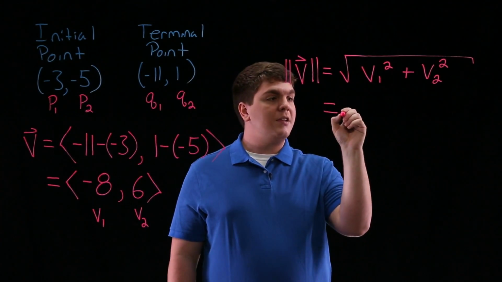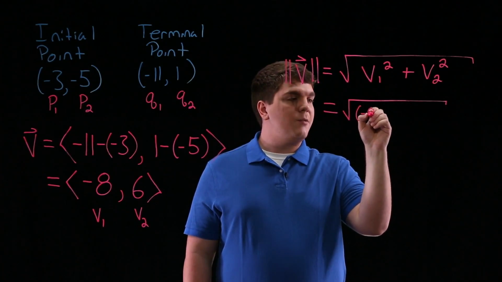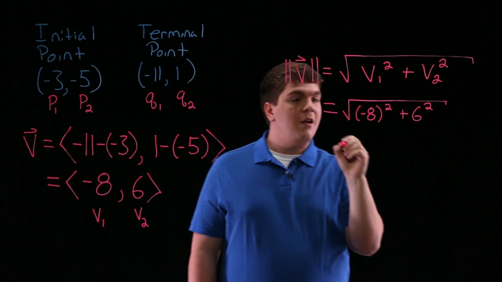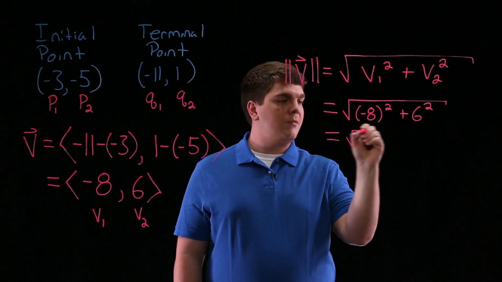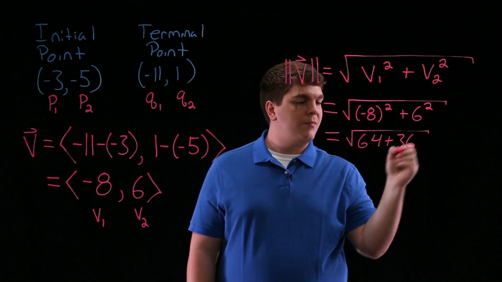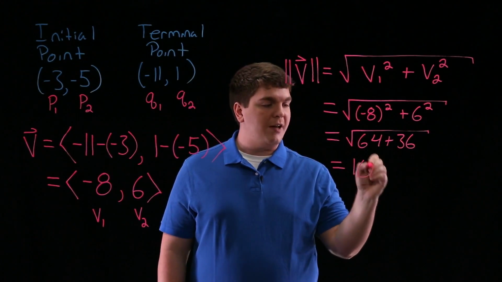So the magnitude is equal to the square root of -8 squared plus 6 squared. And this is equal to the square root of 64 plus 36, which is the square root of 100, which is equal to 10.